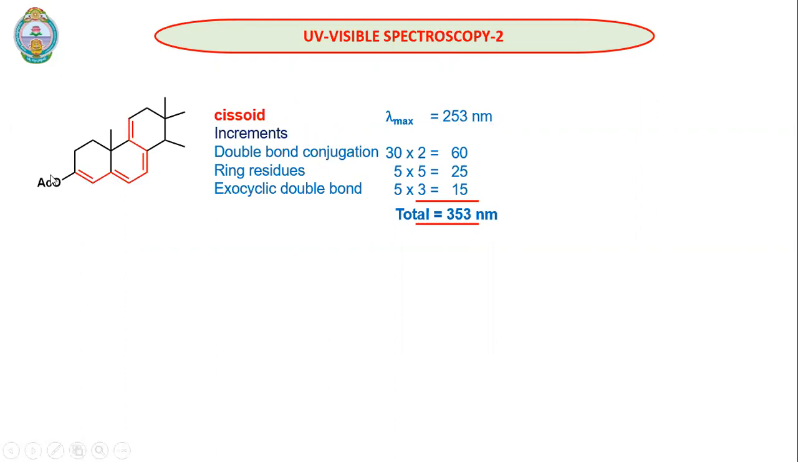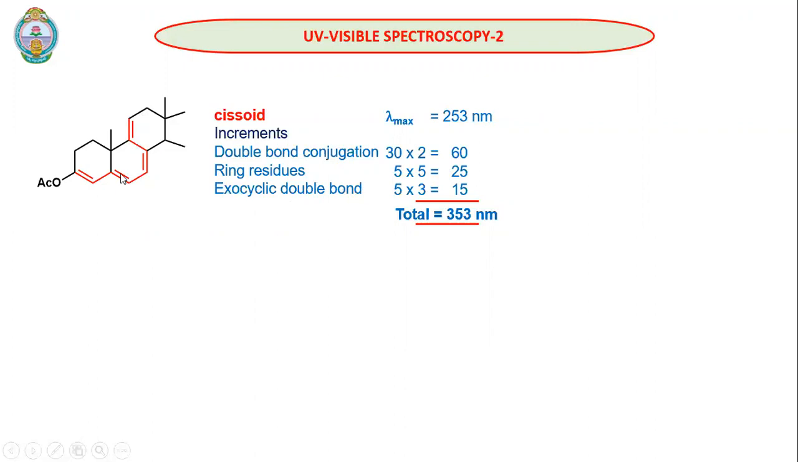At the same time, we have an OAc group. We don't add anything for OAc; for OAc, it is 0. Then we have ring residues 1, 2, 3, 4, 5. So 5 ring residues, it is 25.